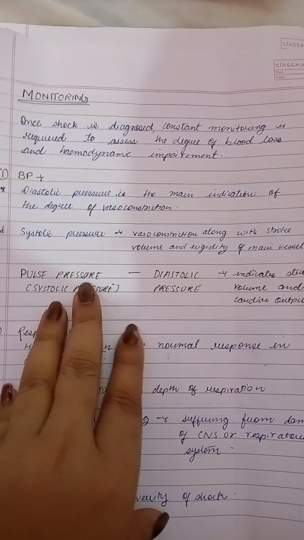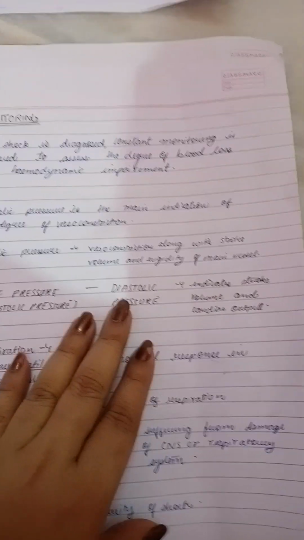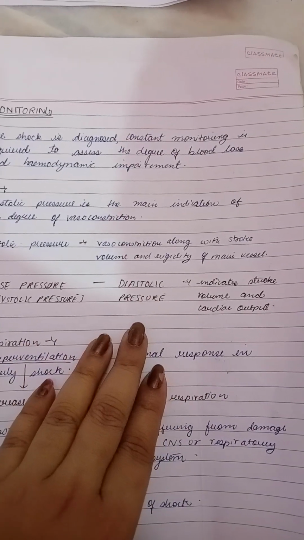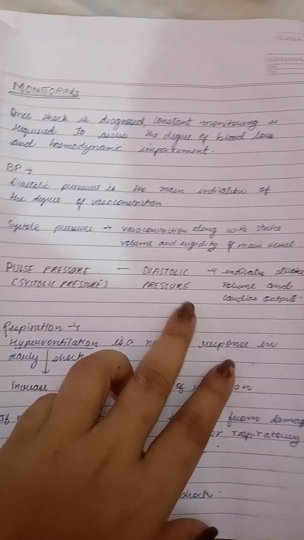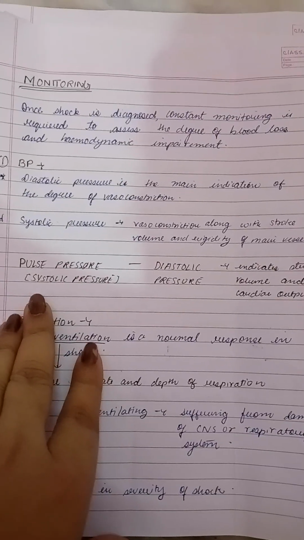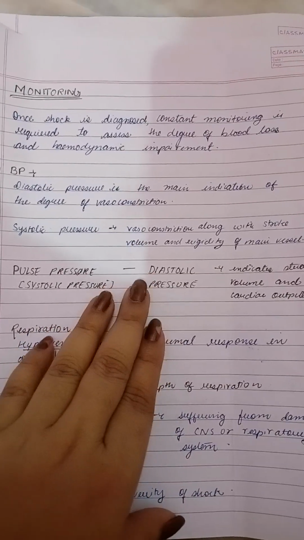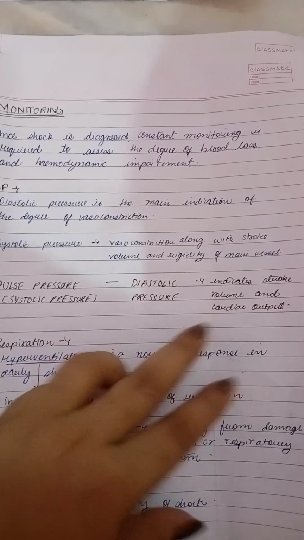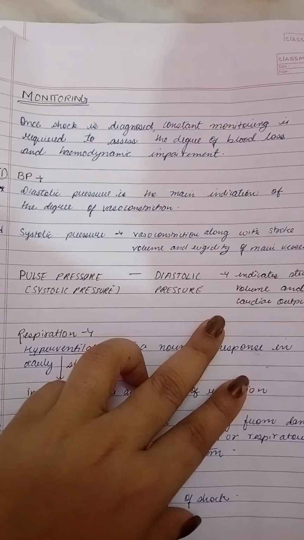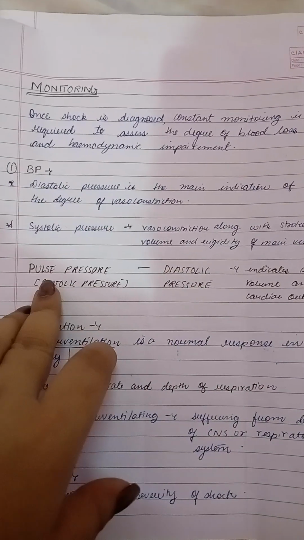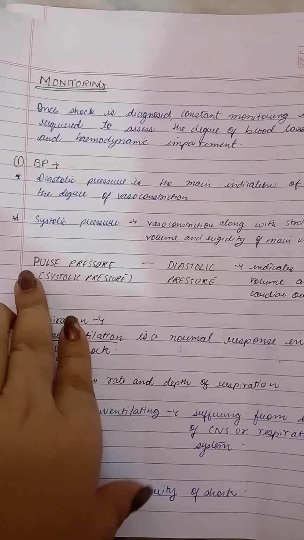Now, pulse pressure, that is systolic pressure minus diastolic pressure, indicates stroke volume and cardiac output. Okay, this is BP. In monitoring, we have dealt with BP.